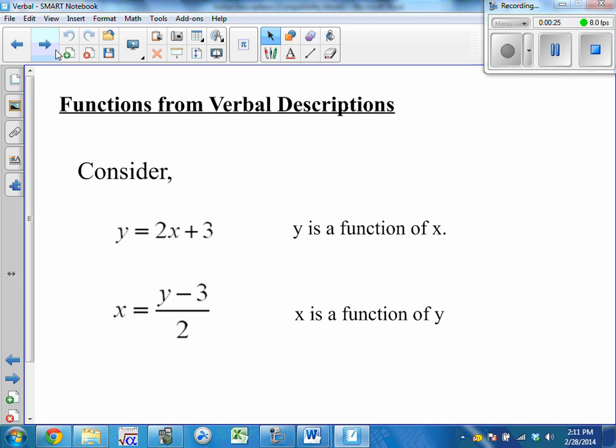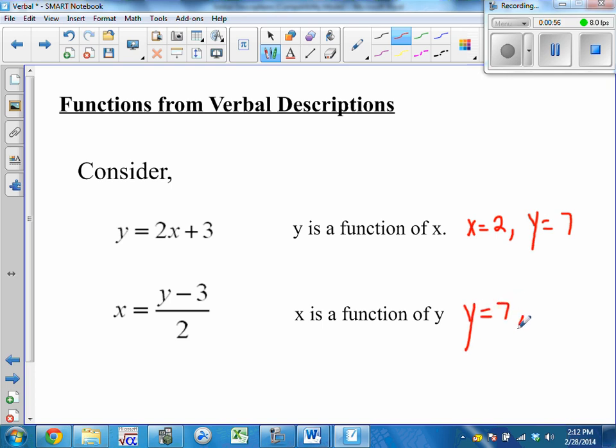If I consider these two functions, the first one, y equals 2x plus 3, that we say is y is a function of x. That means we substitute in an x and we find y. If I told you that x equaled 2, you would then say, well, y is 7. If we write the other way, we could write it as x is a function of y. y equals 7, and then x would be 2.